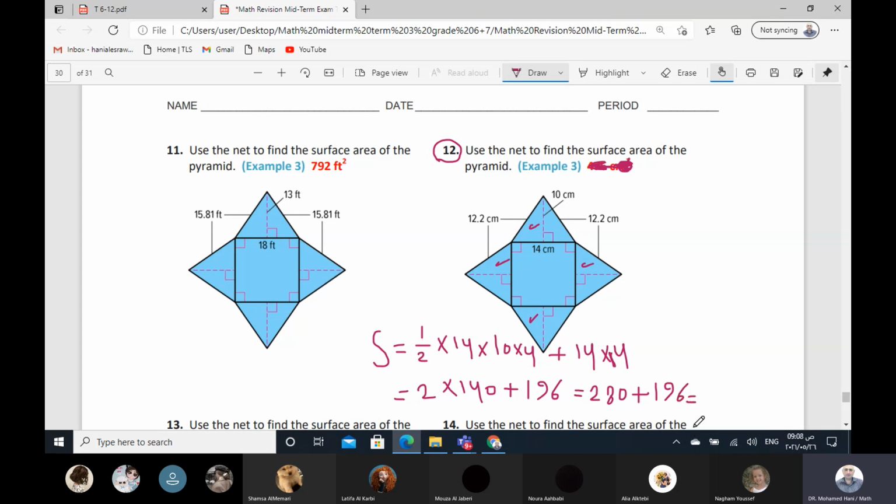Now we can add 280 plus 196. The answer will be 476 centimeters squared. Who has any question here? Is it clear for all?